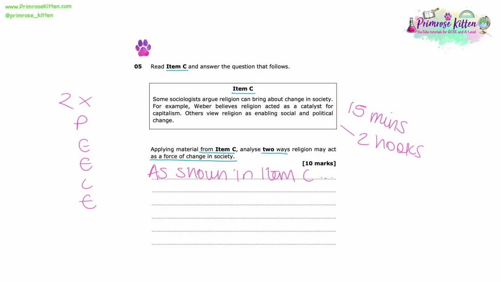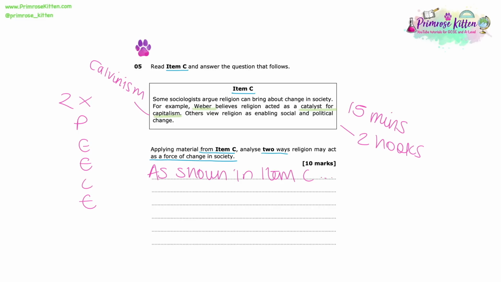So if we have a look at this specific item to see the kind of hooks that we might want to refer to in our answer, you can see in that second sentence where it says, for example, Weber believes religion acted as a catalyst for capitalism. Hopefully, in an exam situation, that would help you to remember some of that theory that Weber put forward regarding Calvinism and the ways that religion may have been one of the features that led to capitalism emerging in modern Europe.